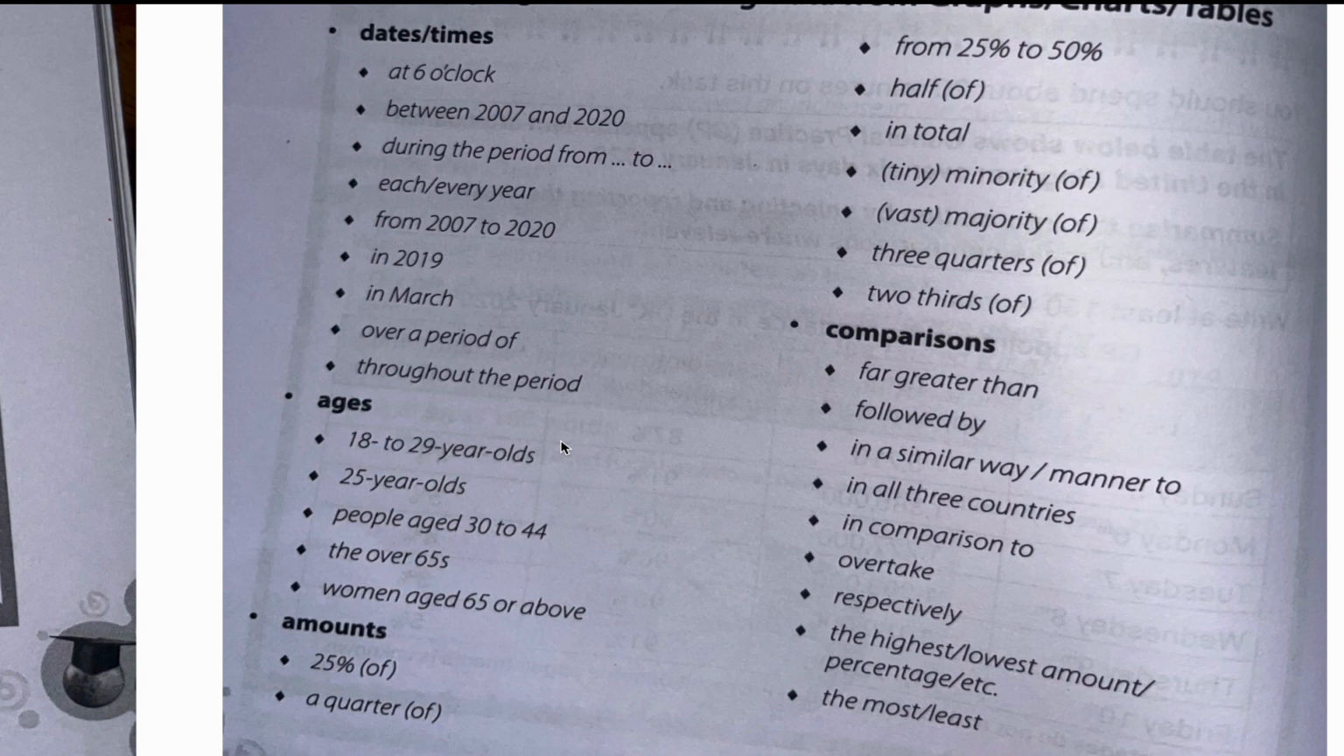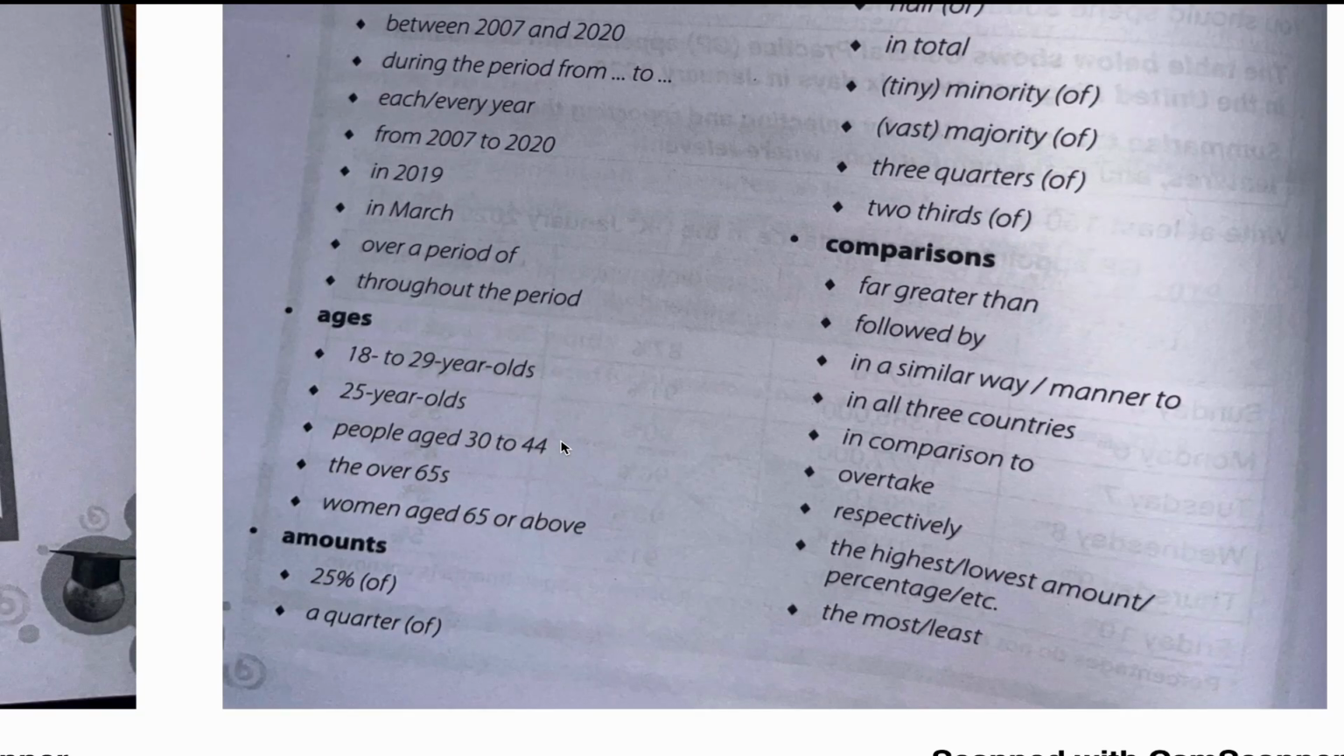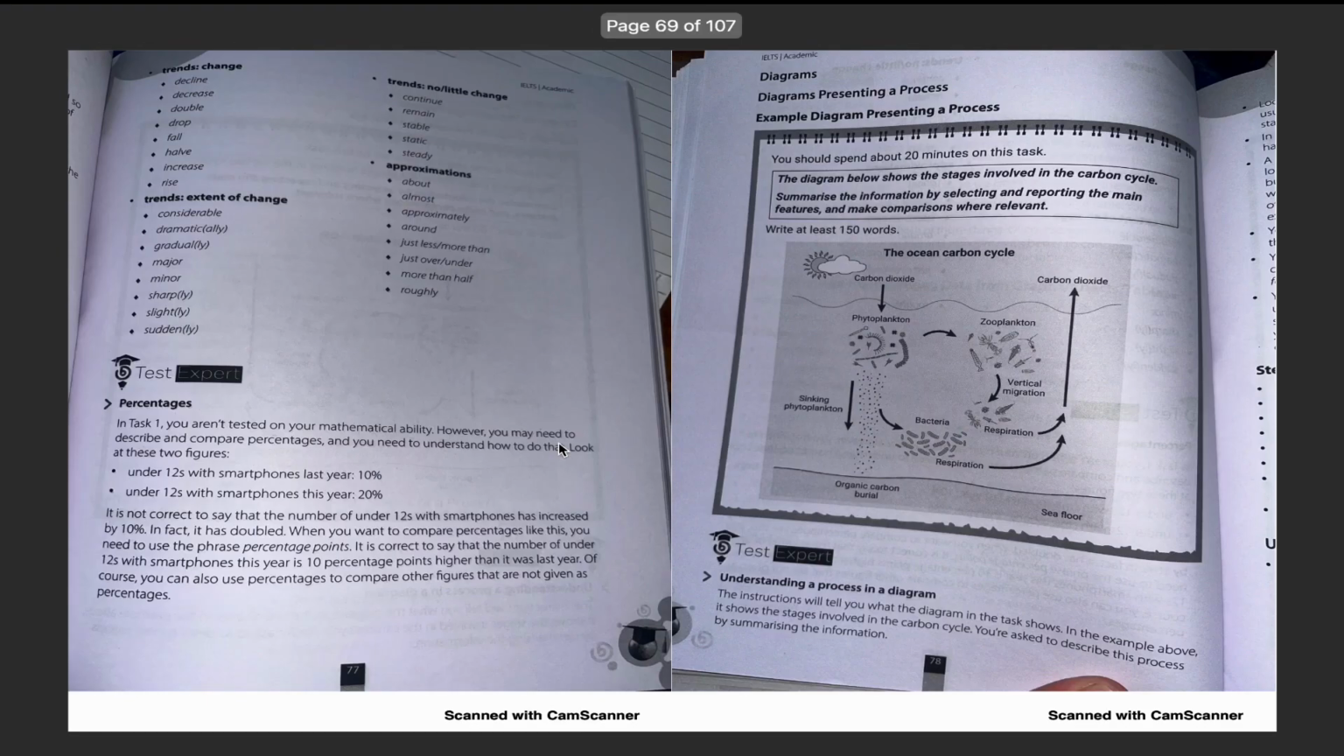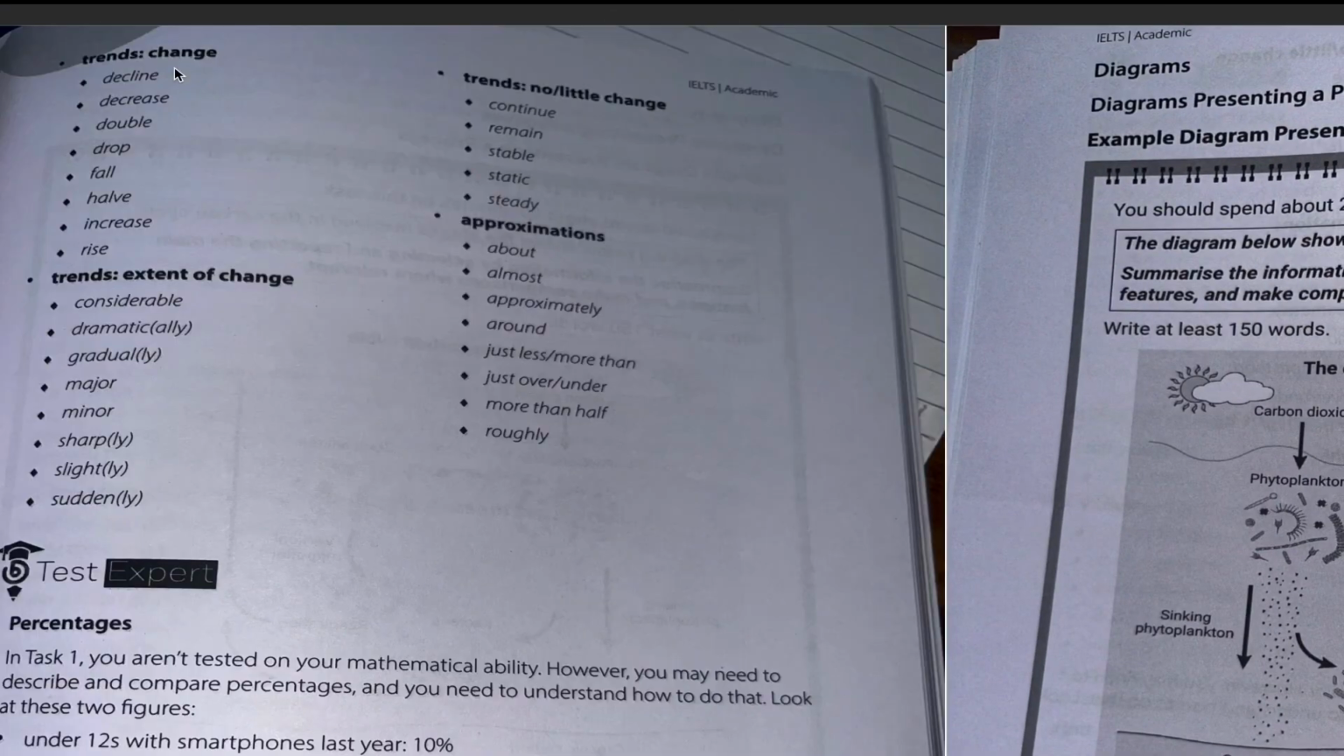Overtake means something which is larger than the previous one. Then respectively. Respectively means in the same order as compared. When I say the figures were 10 and 20 for Raju and Rohan respectively, that means 10 was for Raju and 20 was for Rohan, right? So that's the way you are going to be using the term respectively. Highest, lowest, percentage, the most or the least. These are words which you have to be using in your graphs, right?